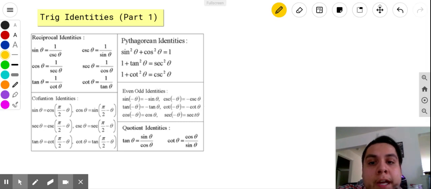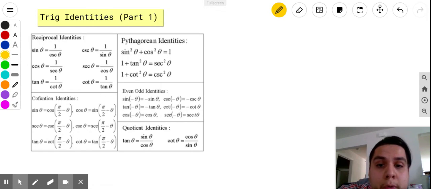All right, now we're going to deal with the even odd identities. So the even odd identities are just talking about what happens if you had a negative angle. How could I express that in terms of a positive angle? I'm going to cover the sine, tangent, and cosine versions of the even odd identities.